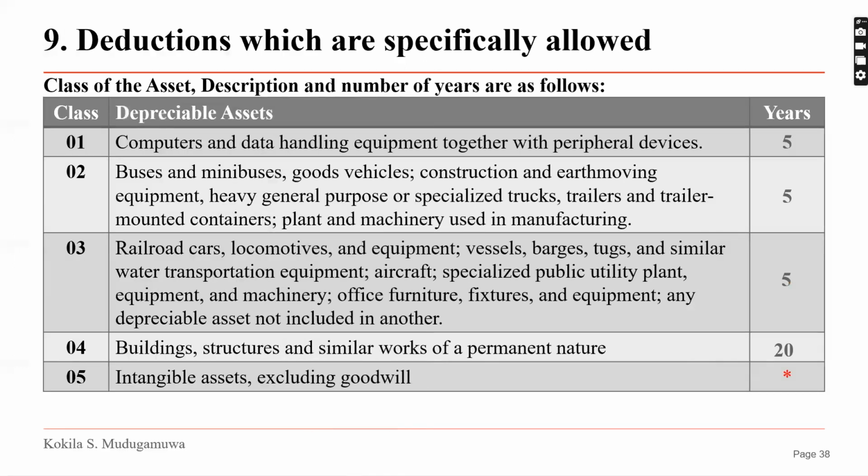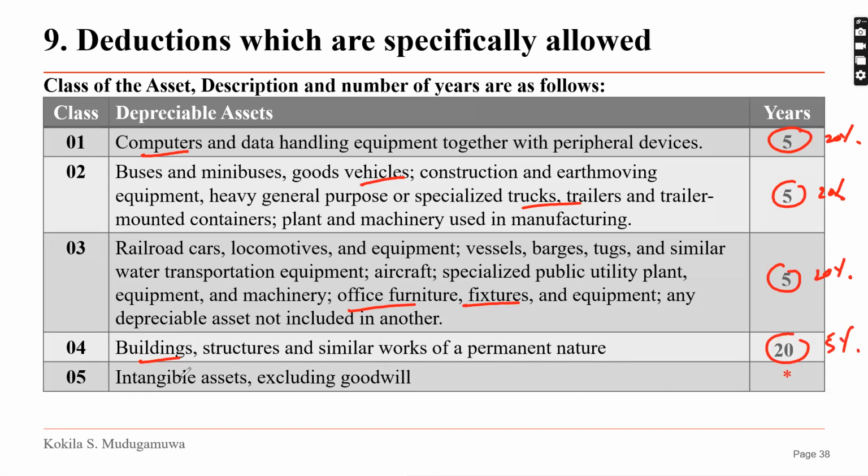If you look at computers, 5 years, in the sense 20%. Then the next, equipment and vehicles, those we can again take as 5 years, that means 20%. Again, office furniture, fixtures, equipment, again 5 years in the sense 20%. Building or similar structure of permanent nature, 5%, 20 years.